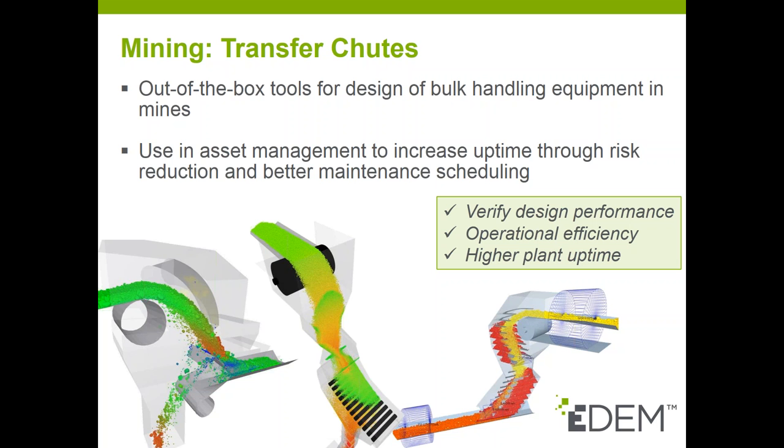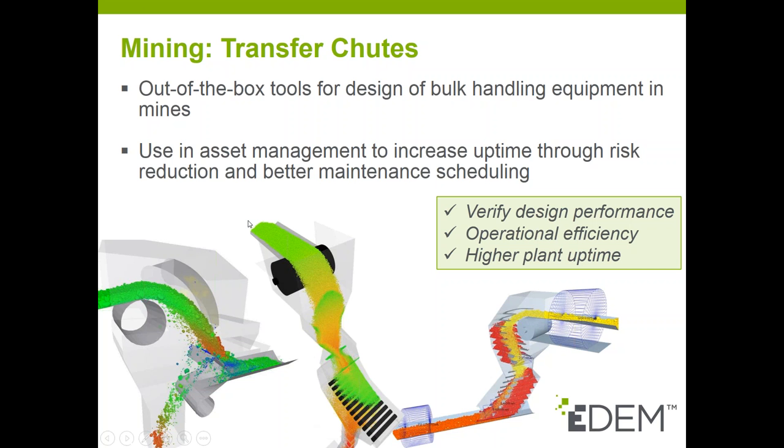EDEM enables both qualitative and quantitative analysis of the transfer chute designs to explore different design scenarios and to verify performance. It provides engineers with the insight to make design decisions concerning a range of key areas. This would include the reduction of plugging and spillage in the transfer chutes, the identification of excessive material velocities and dispersed flow, ensuring the appropriate delivery of material onto conveyor belts, and the optimization of wear protection.